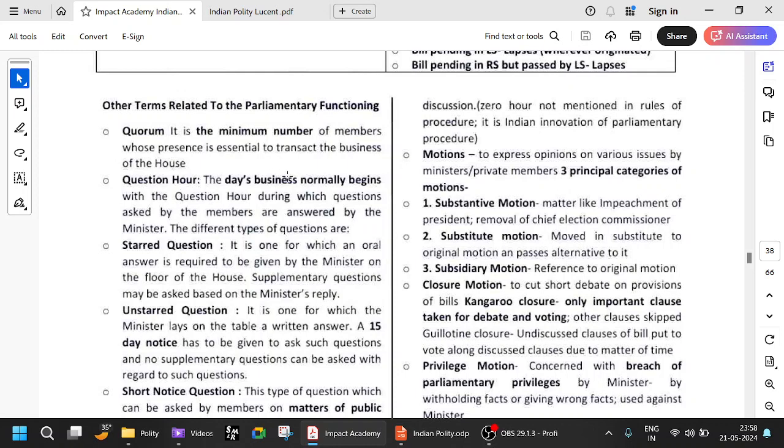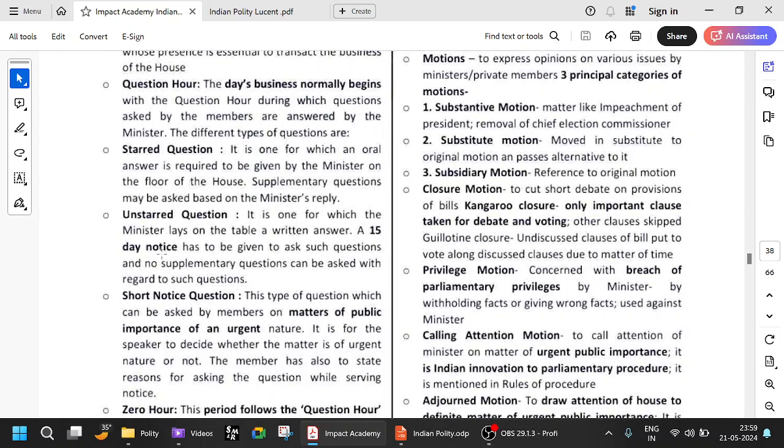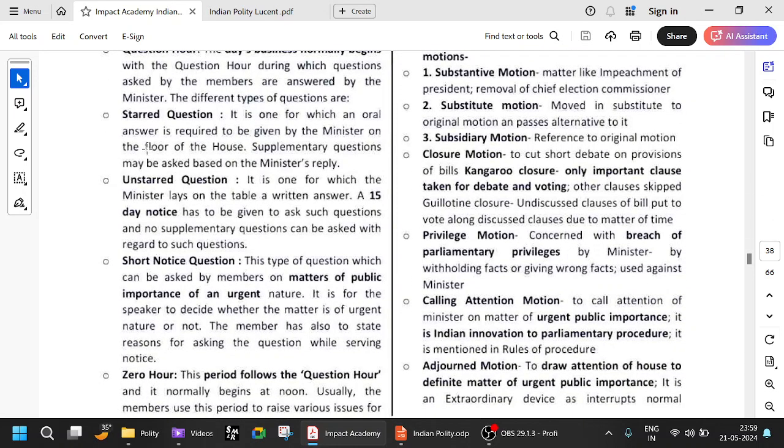So question hour: the day's business normally begins with a question hour, during which questions asked by the members are answered by the ministers. So there are different types of questions. Starred question. Okay, in Mains such questions are frequently asked. Okay, so a starred question is one for which an oral answer is required to be given by the minister on the floor of the house.